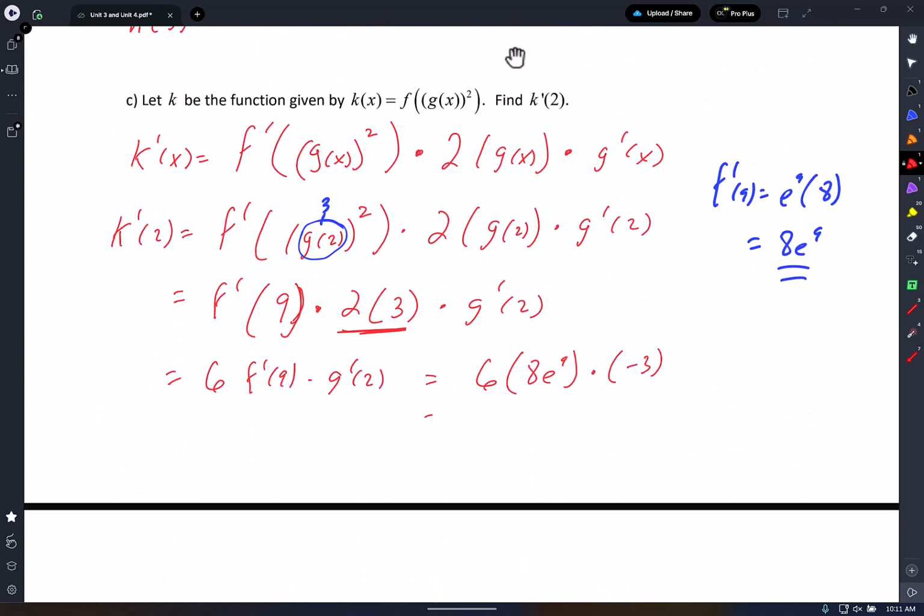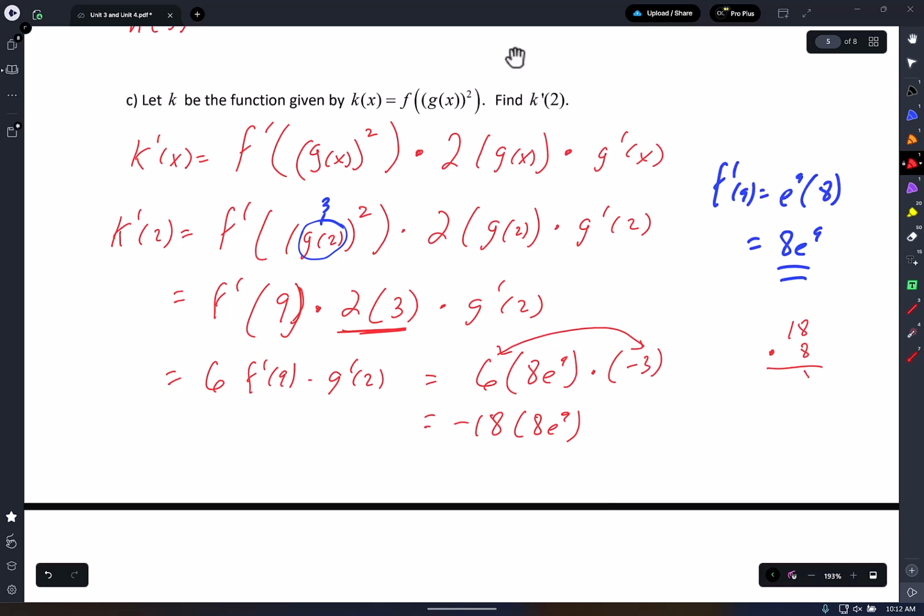So let's see what I see. If I go 6 times negative 3, that's negative 18 times 8 e to the 9th. I'm just going to go ahead and do 18 times 8 here on the side. 8 times 8 is 64. 1 times 8 is 8, and carrying, that gives 144. So negative 144 e to the 9th. And there it is, guys.